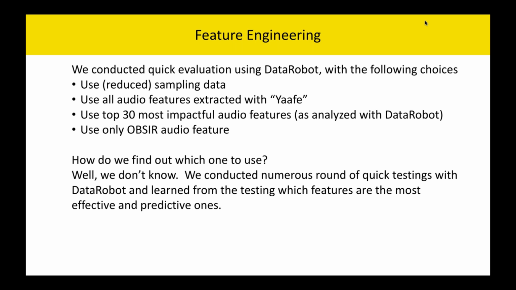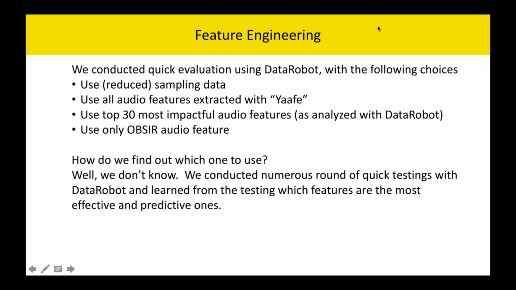It stands for octave band signal intensity ratio. It's a pretty weird name, but basically, actually I don't know what the science behind this feature is, but what I do know is that this particular audio feature has about 49 data points, and about 15 or 20 of them show up in the top 30 most impactful audio features.